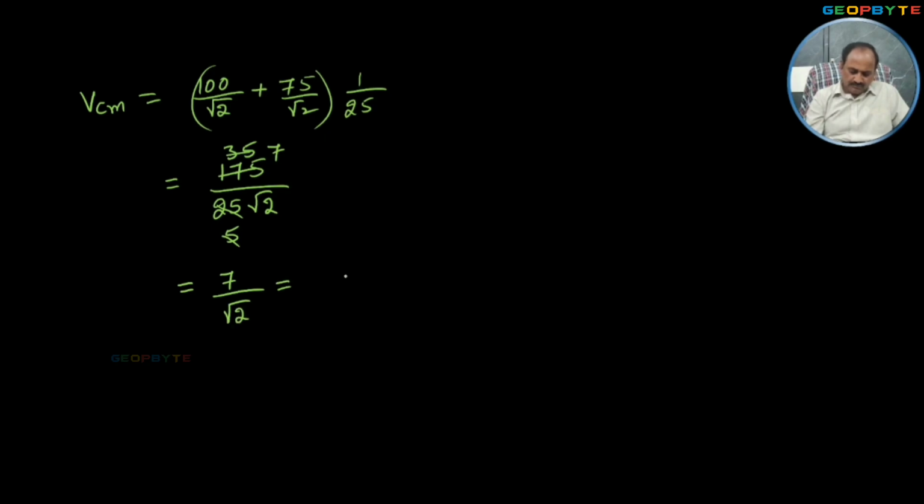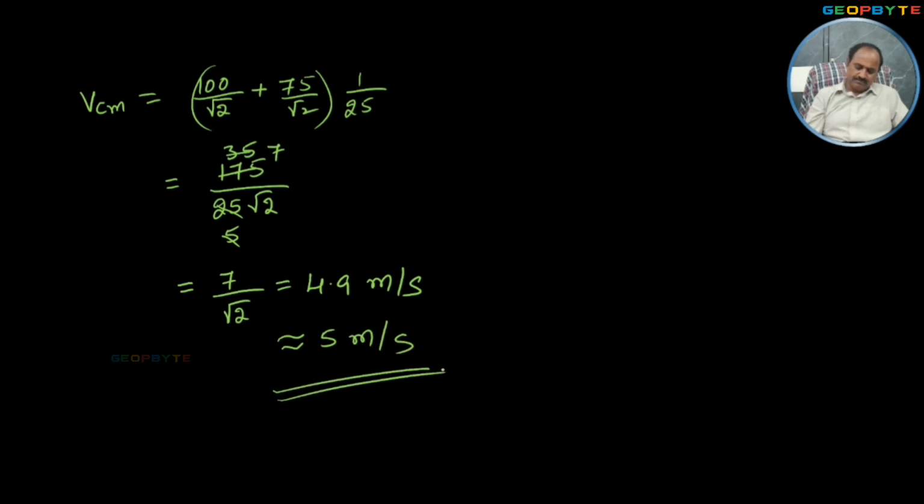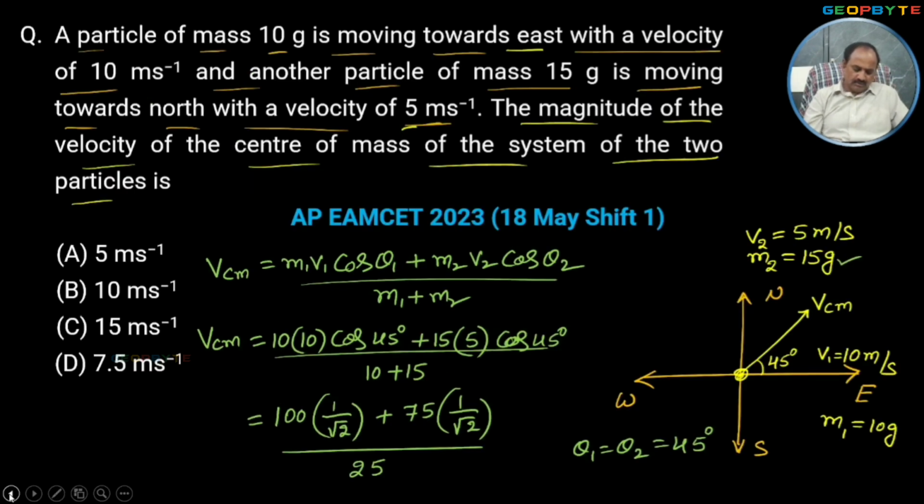It is equal to 7 by root 2, approximately 4.9 meter per second. You can take 5 meter per second. That is the velocity of the center of mass. Look at the options. Option A itself is absolutely correct.